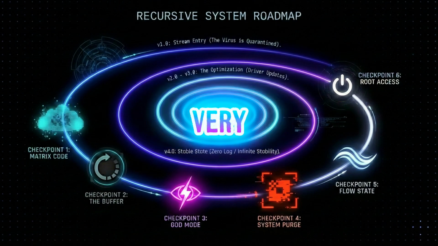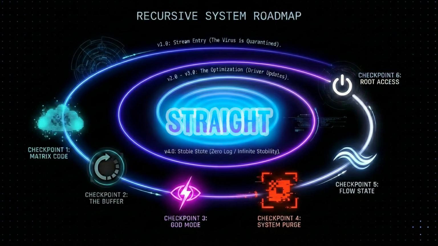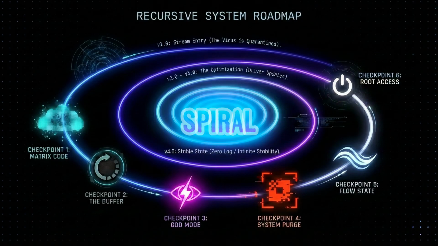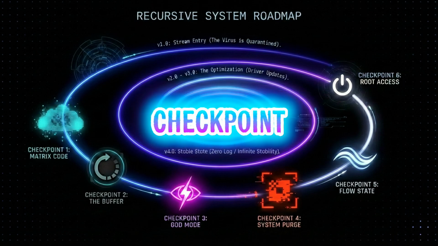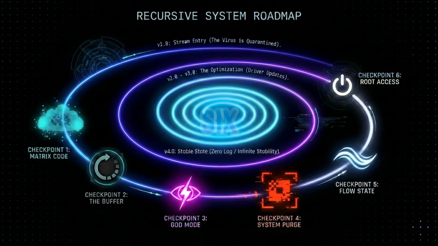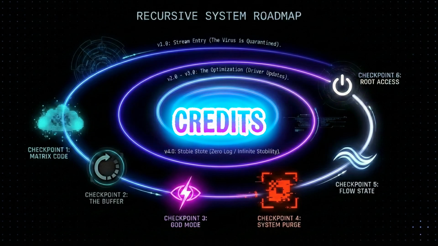The document is very specific. It says, this is not a straight line from A to B. It is a spiral. This is maybe the most crucial point to understand before we even start. If you think this is a linear path, checkpoint 1, then 2, then 3, all the way to 6, and then you're done forever, you are going to be so confused and disappointed. So I don't just hit checkpoint 6 and get a congratulations screen and the credits roll?